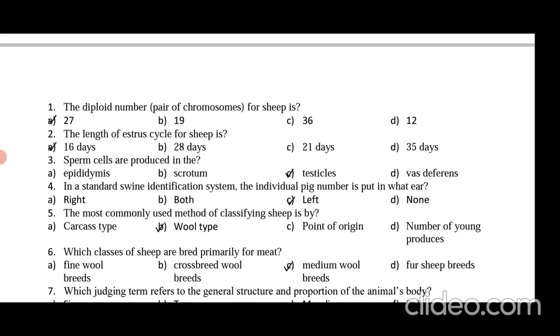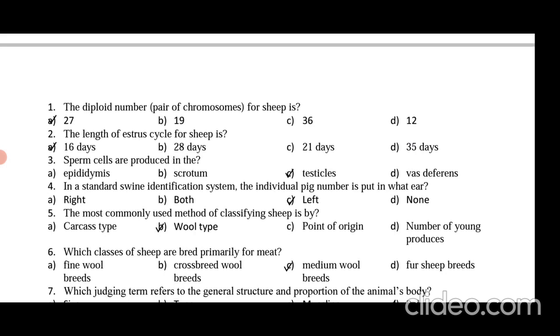The diploid number for sheep is 54. The diploid number of chromosomes in sheep is 54. The length of the estrus cycle for sheep is 16 days; 21 days is in cattle and buffalo, and 16 days in sheep. Sperm cells are produced in the testicles.